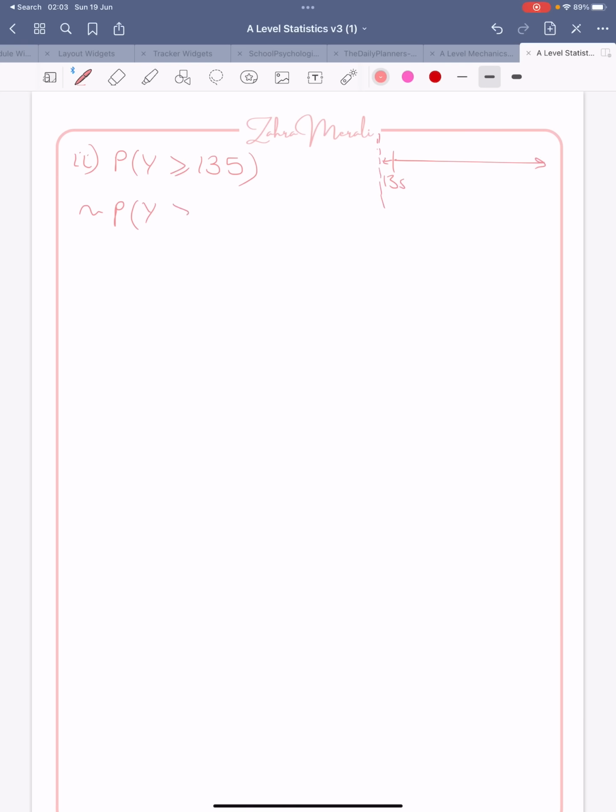So actually, I've got to start at 134.5. I put that in along with my normal distribution numbers. So we had Y is normally distributed 120 and 72. So you stick that into your calculators and you should get 0.0437. So that's your binomial distribution with a normal approximation.